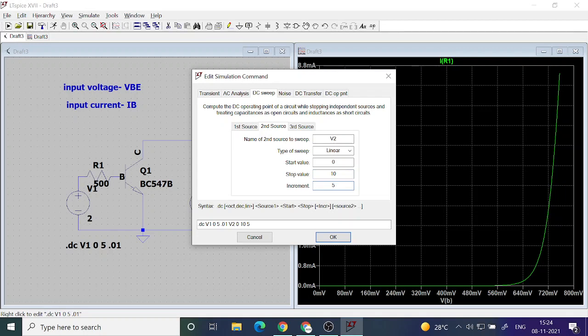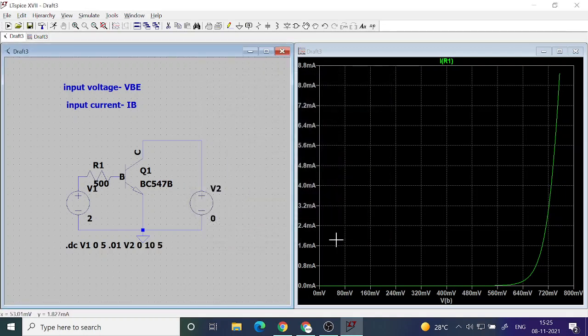The first curve is the input characteristics for output voltage equal to 0 volt. Then the second input characteristics I will get for output voltage equal to 5 volt, because the increment is 5. Then again I step up the output voltage by 5 volt and it will be 10 volt. So 0, 5, 10. The question is, will the input characteristics vary, or will it be the same curve repeated? Let's see. So let me run.